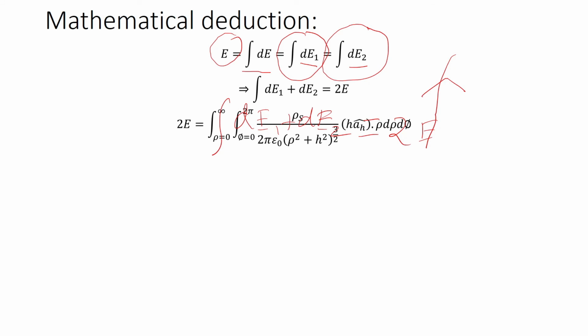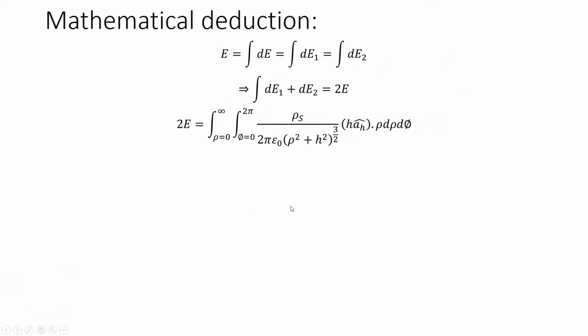We have seen this sum in the earlier slides, right? You may remember that this is the expression we have obtained for dE1 plus dE2. In this slide, I have also introduced the limits for rho and phi.